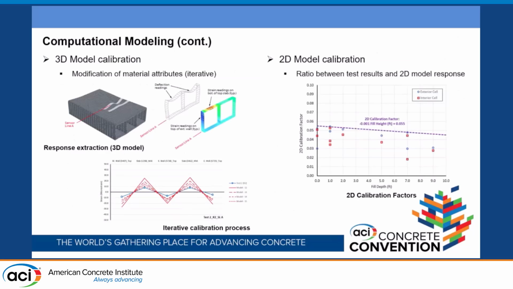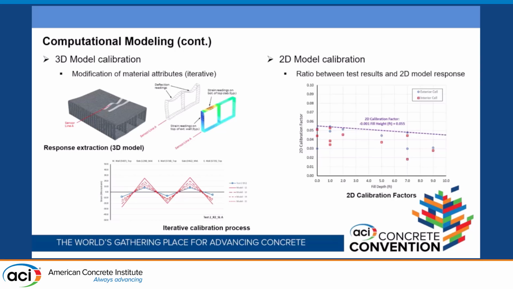So for calibration purposes, again, we loaded them with the same trucks. We captured the responses at almost the same locations that we had sensors for deflection and strains, and we started our calibration process. For the first round, the material properties in the models were based on the plans or on what we had in the previous rating. And obviously for the first round, we had a difference between what we had in the model and the test.